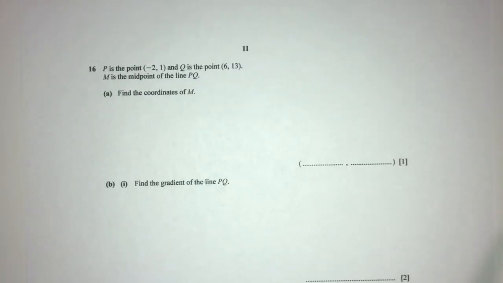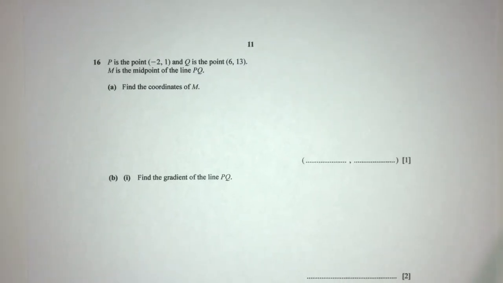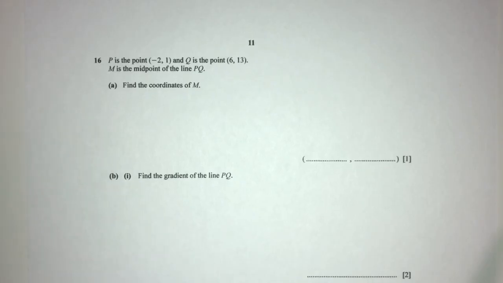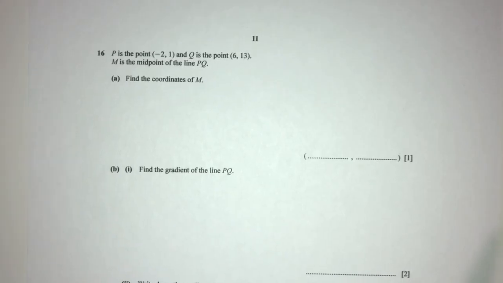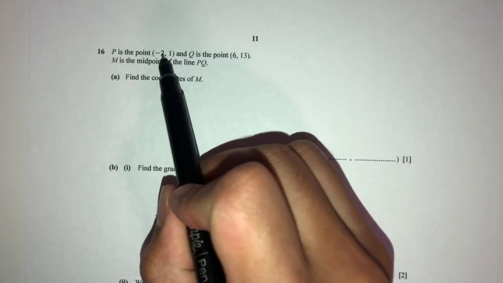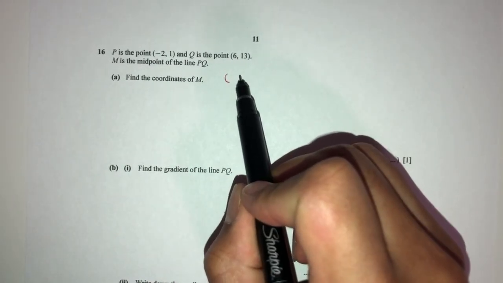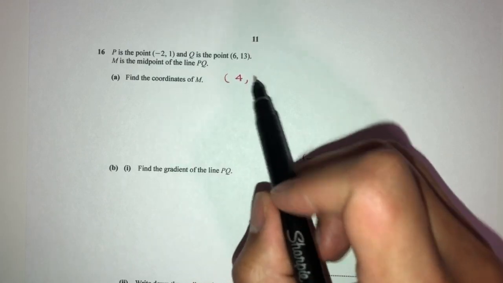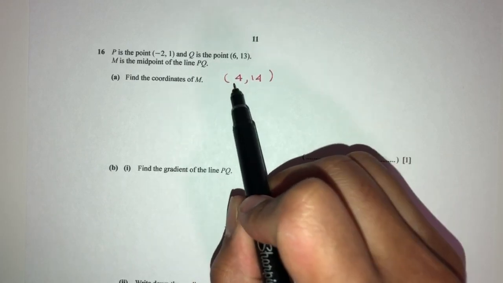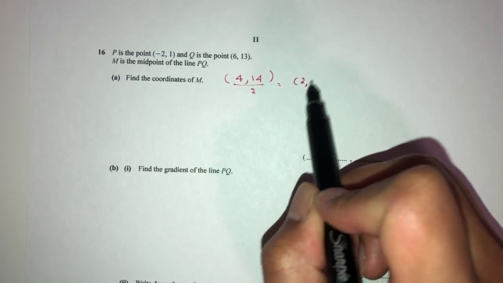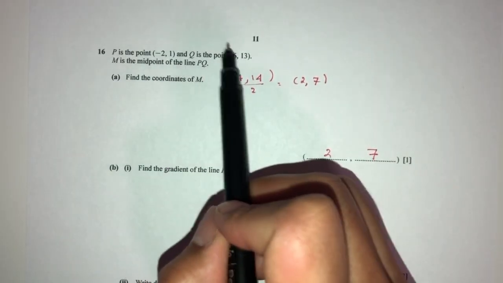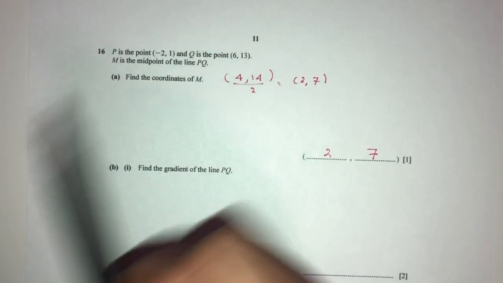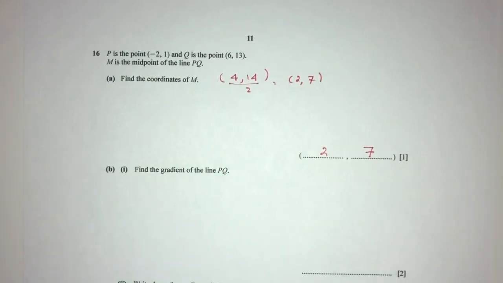Now for 16, we have P is the point (-2, 1), Q is the point (6, 13), given to you. M is the midpoint, and we have to find it. Again, use your formula to find the midpoint. We add these two: minus 2 plus 6 becomes 4, 1 plus 13 will be 14, and then divide each by 2. You will have (2, 7) as the midpoint. Again, this is the formula you have to know: add x1 plus x2 divided by 2, y1 plus y2 divided by 2, to find the midpoint.